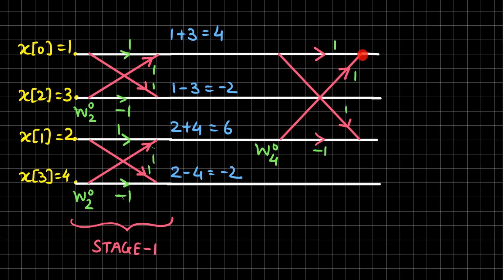So now if we need to find the value here, that would be obtained as this value, that is 4 plus 6 into W4 to the power 0. So W4 to the power 0 is again 1. So it is 4 plus 6, which comes out to be 10. And this is the value of x of 0.